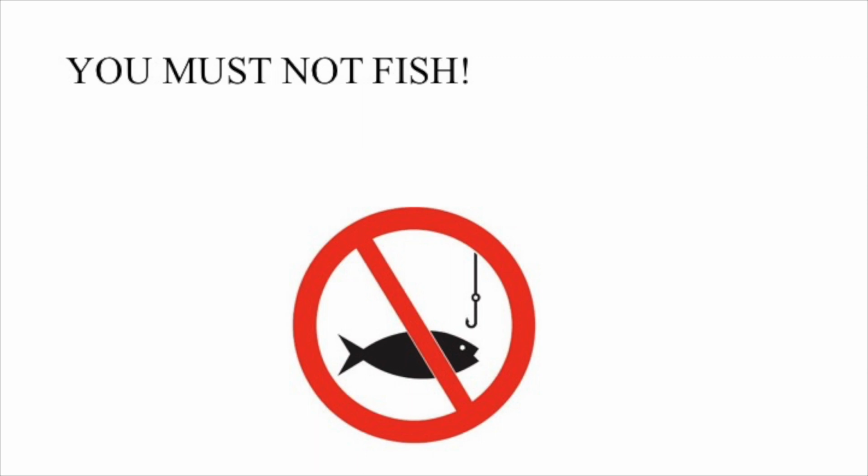Okay, now notice the reds here again. We've got the red circle and the red line going through. And what can you see in the picture? Fish. And what do you think's happening here? Can you see above the fish? This is a hook. Somebody is trying to fish. But what does the red circle and the red line tell us? Must not. So we will say, you must not fish.